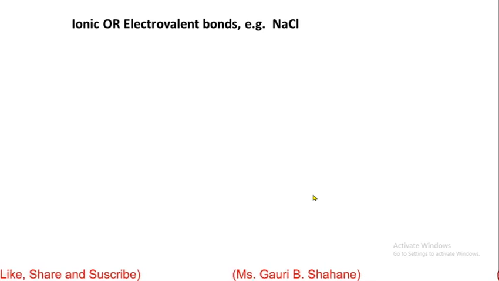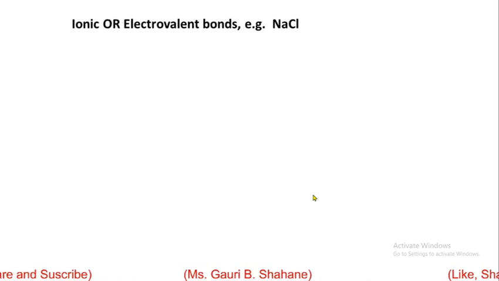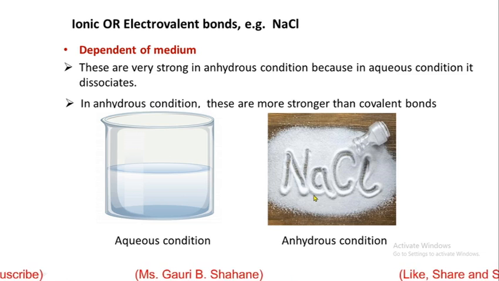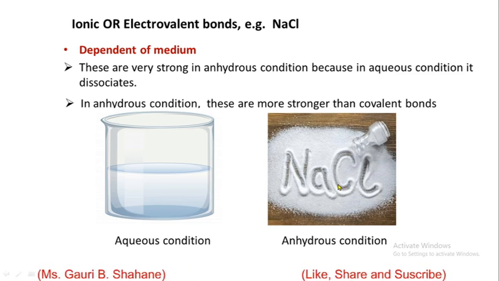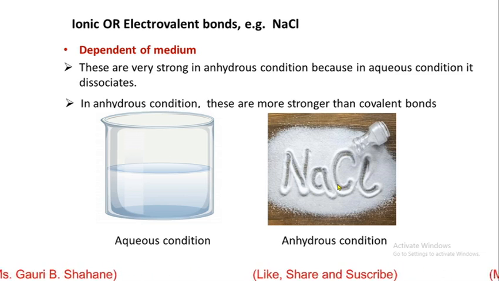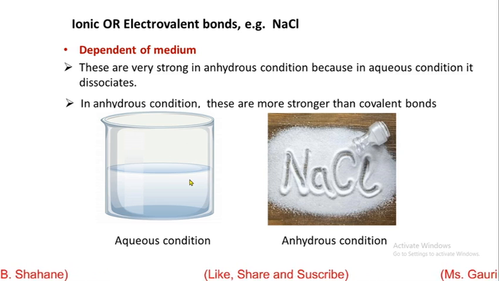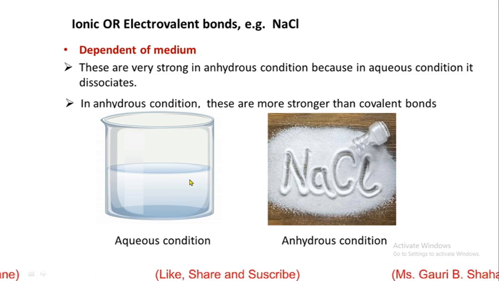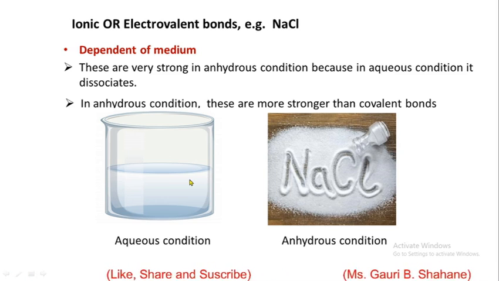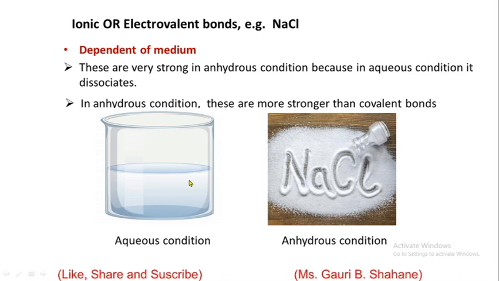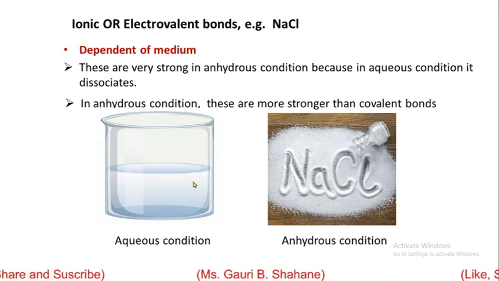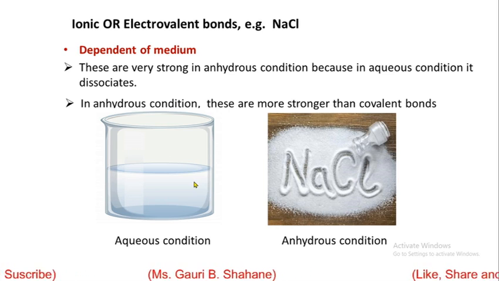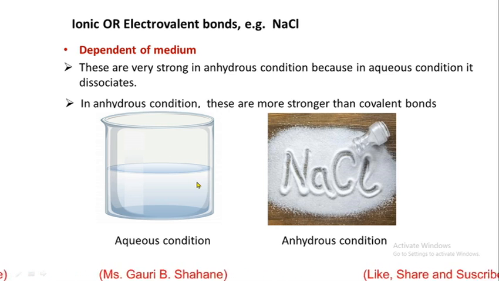Now the ionic bond in NaCl is dependent on the medium. That is, these bonds are very strong in anhydrous condition, meaning salt in solid state shows a strong bond, but in aqueous condition it dissociates, meaning if you mix salt into water, then sodium and chlorine dissociate, meaning dissolve. And in solid condition, these bonds are stronger than covalent bonds. Okay.